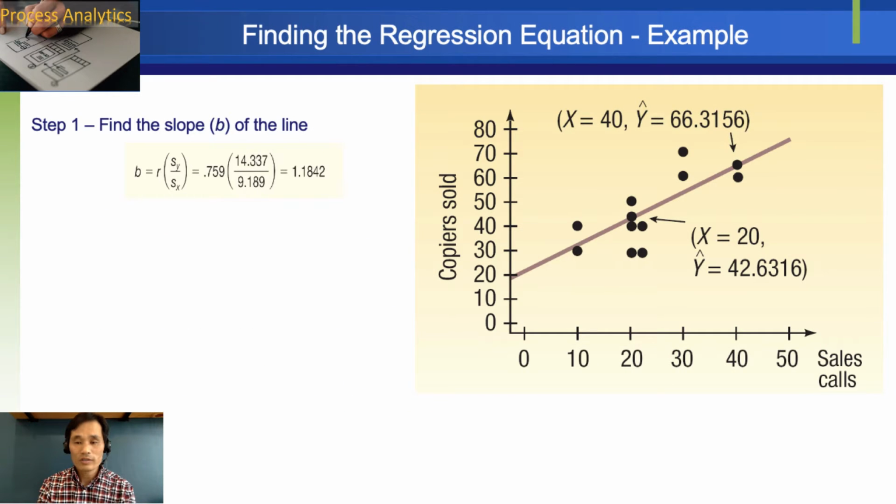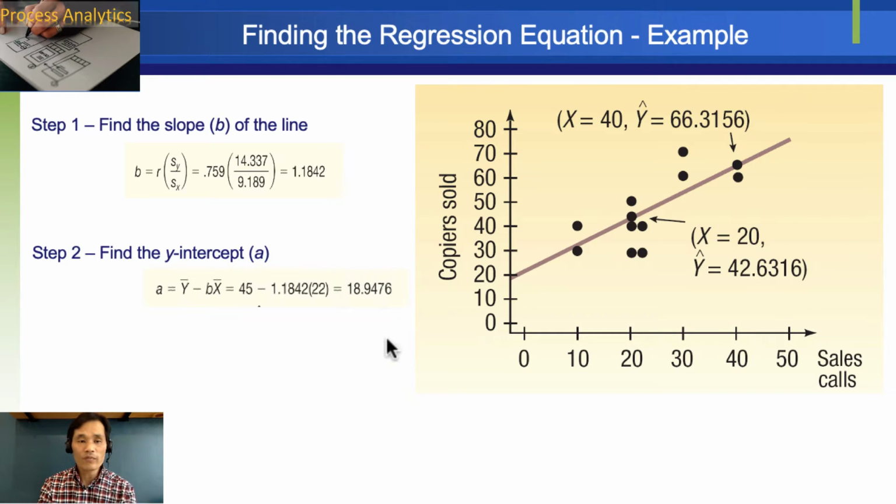Here is what we found. The intercept is 18.94 if we just plug in the y bar, the mean of y, minus the slope times x bar. And the slope can be found by correlation times standard deviation of y over standard deviation of x, and it gives you 1.18. So therefore, beta is 1.18 and alpha, or intercept, is 18.94.